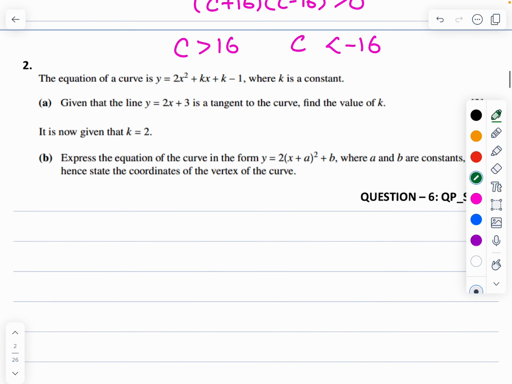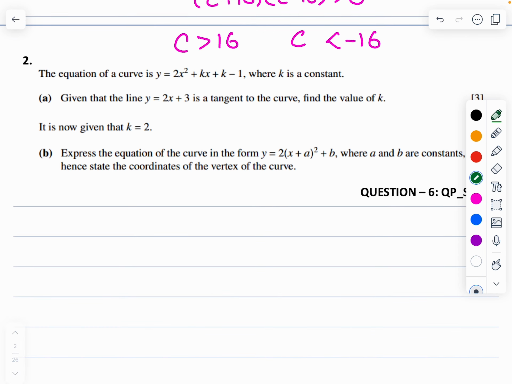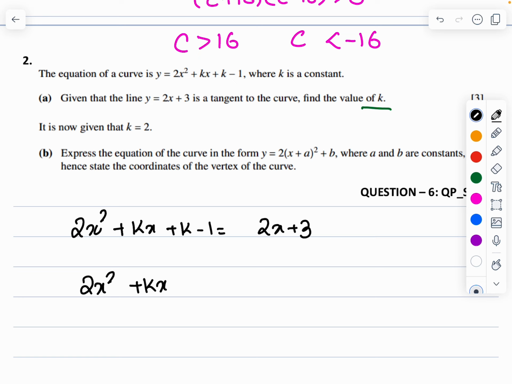Now coming to question number 2. The equation of the curve is given. Given that the line is a tangent to the curve, find the value of k. So first of all, equate both. 2x² + kx + k - 1 = 2x + 3. Bring all the terms on one side: 2x² + kx + k - 1 - 2x - 3 = 0.